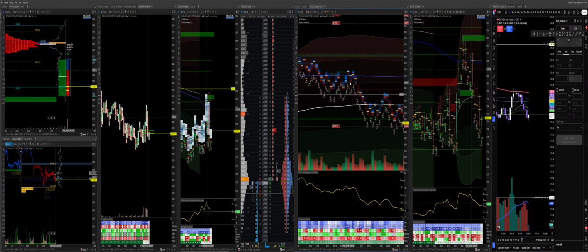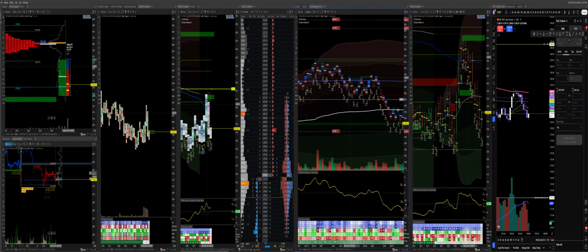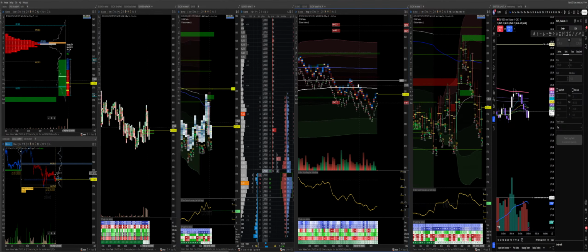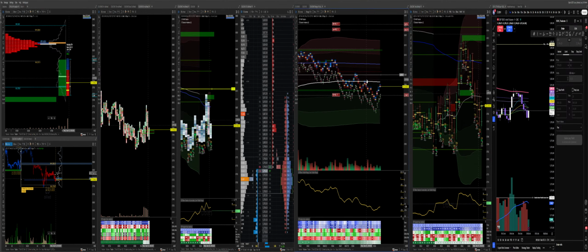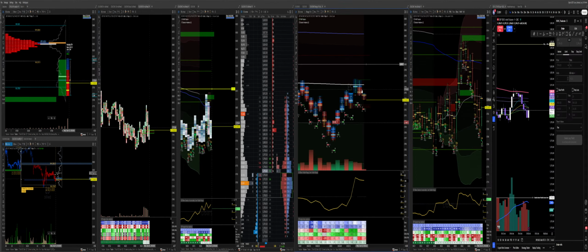This was actually a nice entry, because we dipped right below the daily and then we took the session and then the 5800. Yeah, too many confluences here.